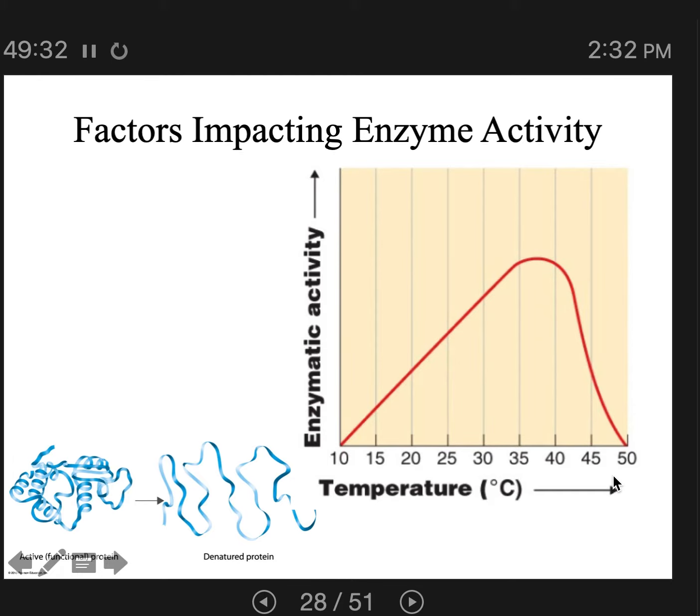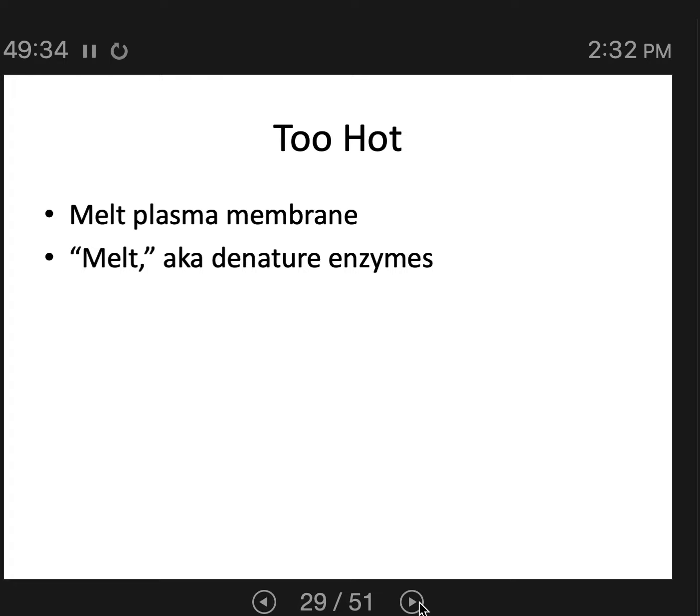Okay, so what happens when a cell gets too hot? Well, you remember the plasma membrane. Well, one thing that's going to happen is you're going to denature the enzyme. So if a cell gets too hot, the enzymes are going to denature, the proteins will denature, and they're going to stop working. All the proteins will stop functioning. So you're not going to get the biochemical reactions that are necessary to sustain life once the enzymes have broken down. So that's going to kill the cell.